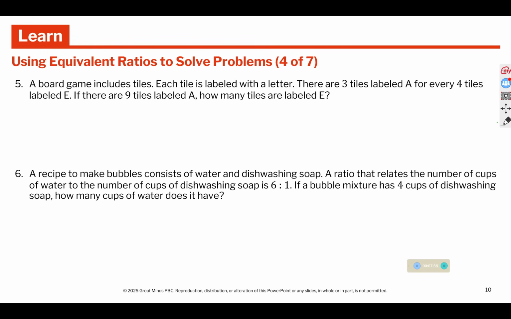A board game includes tiles. Each tile is labeled with a letter. There are 3 tiles labeled A for every 4 tiles labeled E.